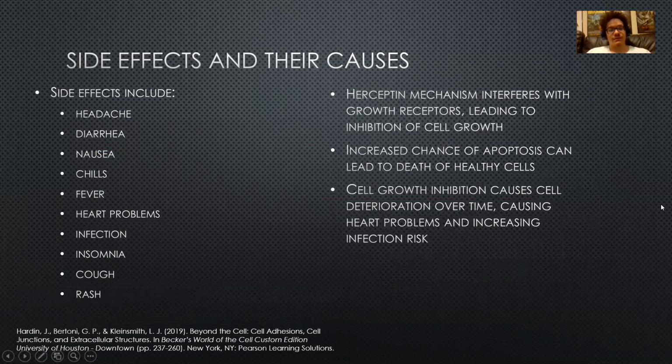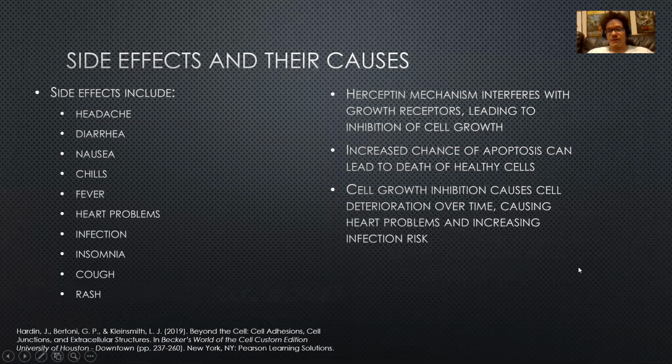Side effects of taking this drug include headache, diarrhea, nausea, chills, fever, heart problems, infection, insomnia, cough, and rash. And I believe this has to do with the fact that Herceptin inhibits cell growth, since the HER2 protein is present even in healthy cells. So what happens is that the inhibition of cell growth, as well as the increased levels of apoptosis of cells that have Herceptin bound to their receptors, can cause deterioration over time, and it can cause heart problems by causing damage to the cells and increasing infection risk.